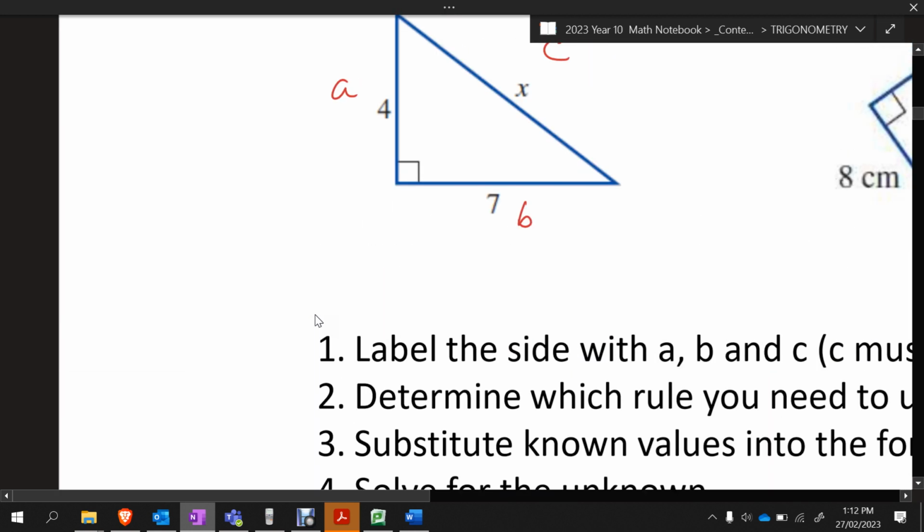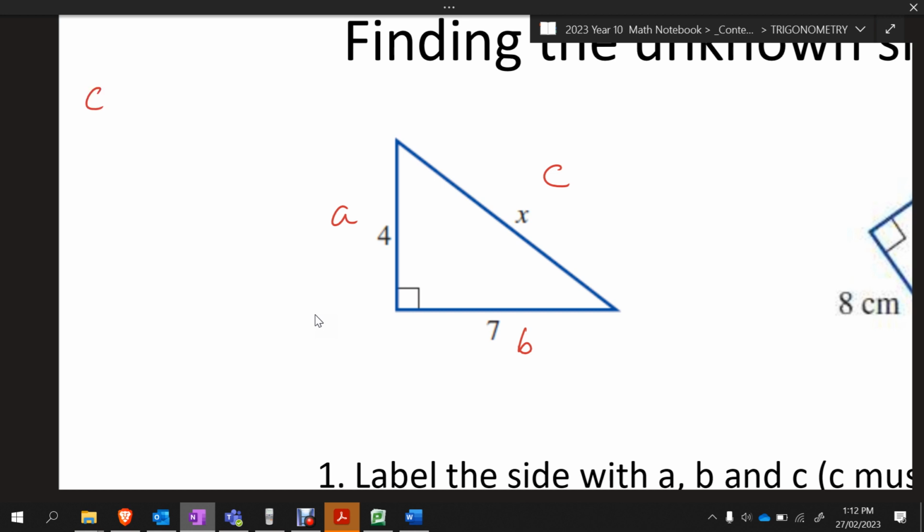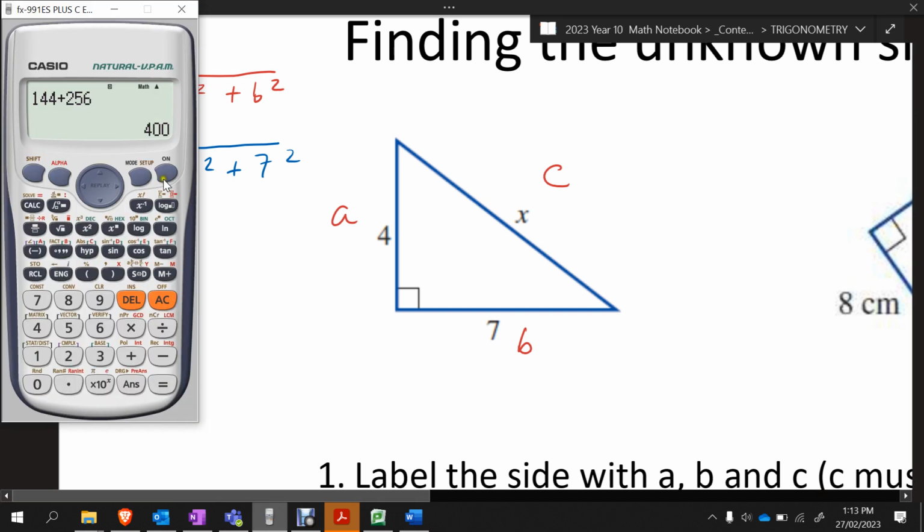If you're looking for the unknown side, which is C, you're going to do it like this. Pick the C formula, so it's C equals, remember the shortcut I showed you, square root of A squared plus B squared. So in your calculator, you're literally just going to type this. Square root of, what's A squared here, guys? 4, good. And what's B squared? 7. So C is equal to square root of 4 squared plus 7 squared. Equals that. If you get that, just press SD. There you go, 8.06.